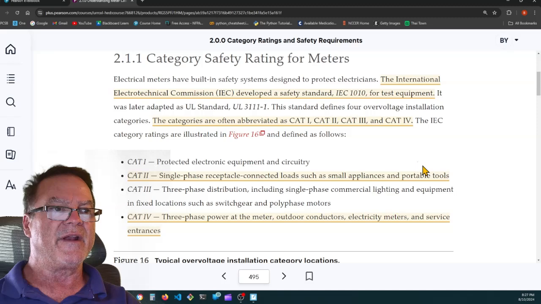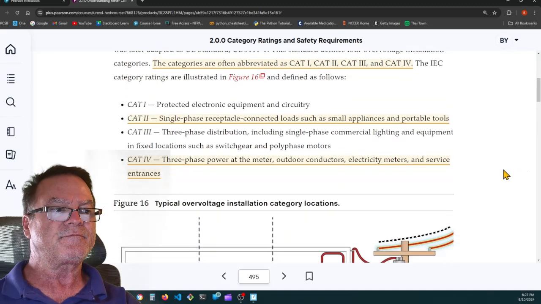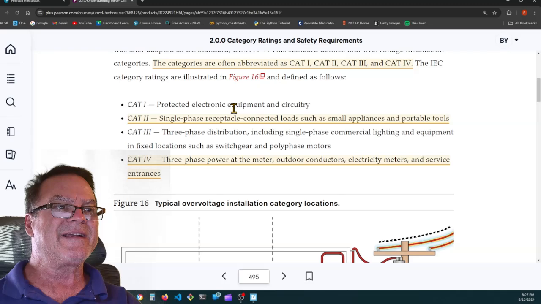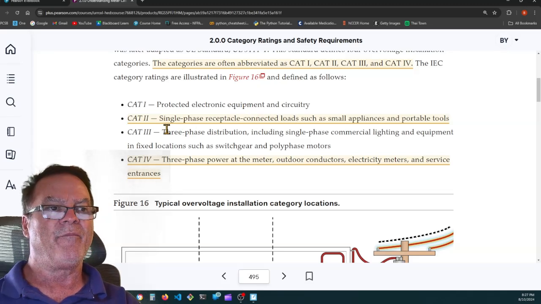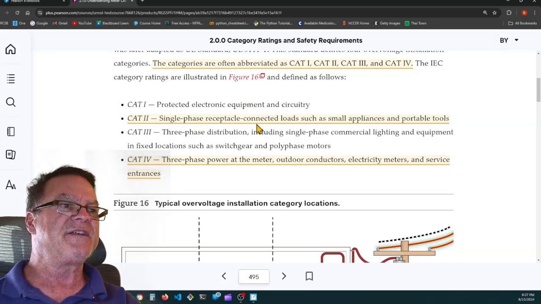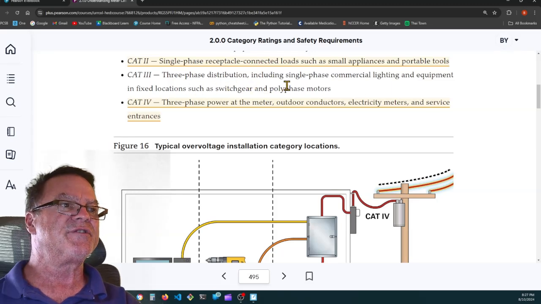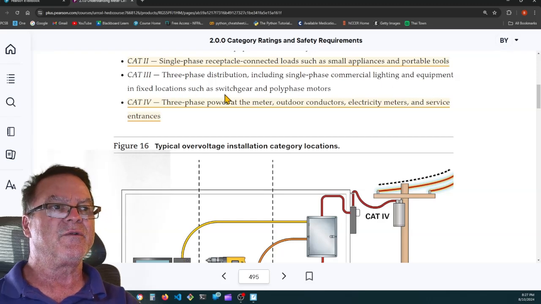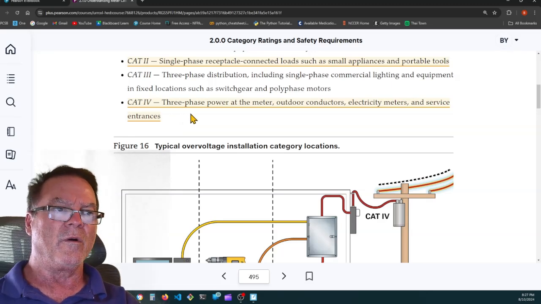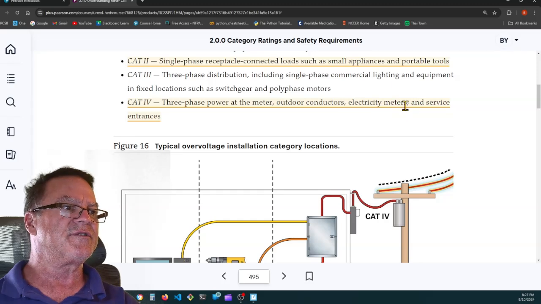The IEC category ratings are illustrated in Figure 16. Category 1 is protected electronic equipment and circuitry. Category 2 is a single-phase receptacle connected load, such as small appliances and portable tools. Category 3 is three-phase distribution, including single-phase commercial lighting and equipment in fixed locations, such as switchgear and polyphase motors. And Category 4 is three-phase power at the meter, outdoor conductors, electricity meters, and service entrances.